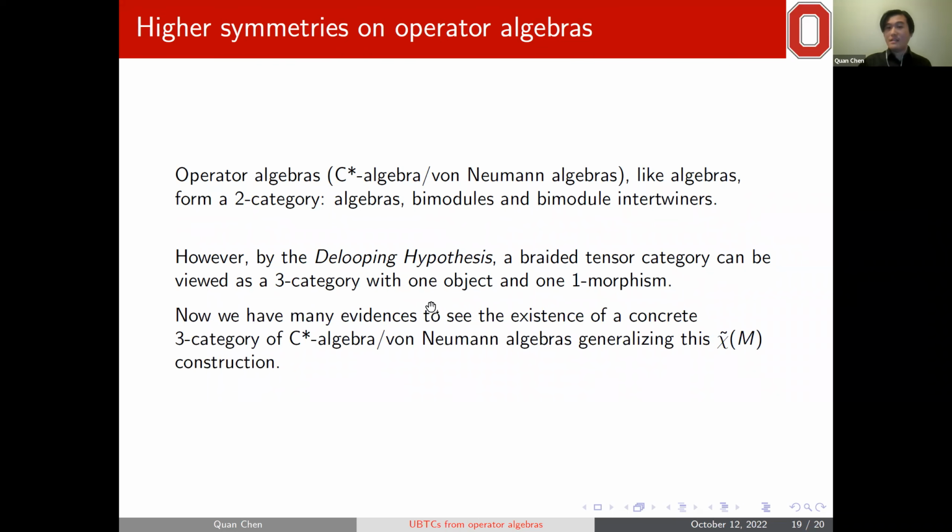But we see that our chi tilde of M is a braided tensor category. And now we have much evidence to see that the 3-category of von Neumann algebras or C-star algebras should be a thing, and it would generalize this chi tilde construction.